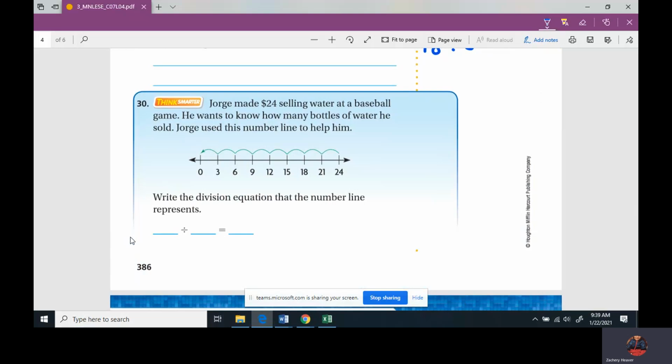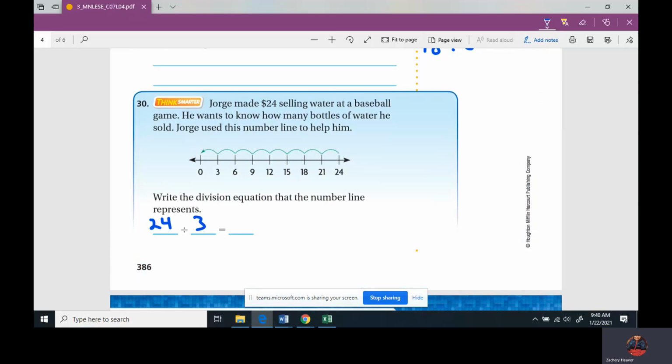So, Peyton, what's your dividend? What's the biggest number you see there? 24. Mason, how far are they jumping each time? How does 24 get to 21? Or how does 15 get to 12? What are they jumping by? You know this. What are they subtracting each time? 3.